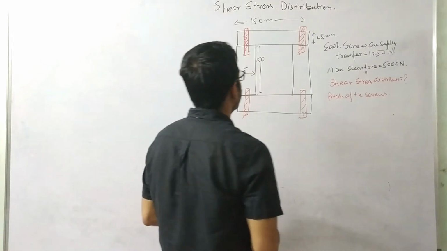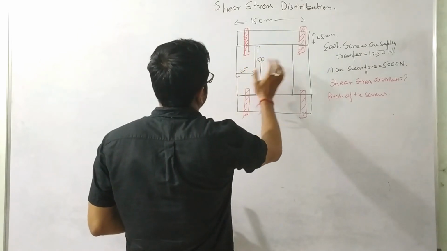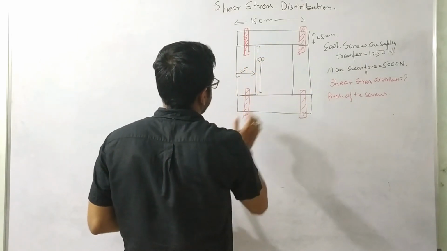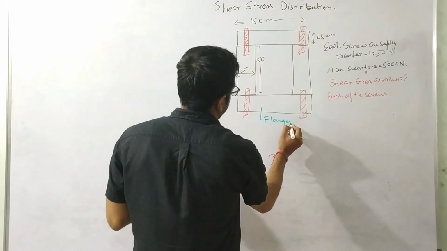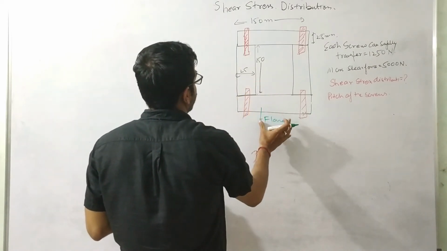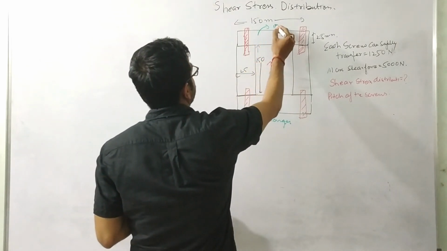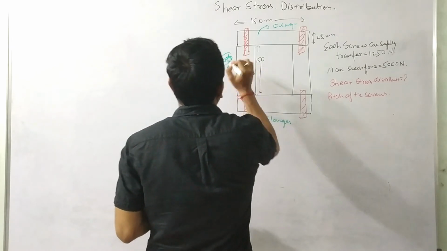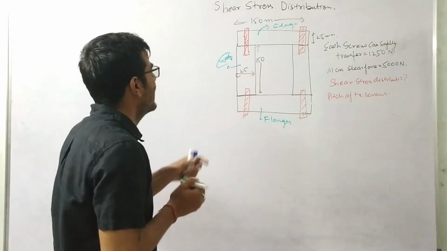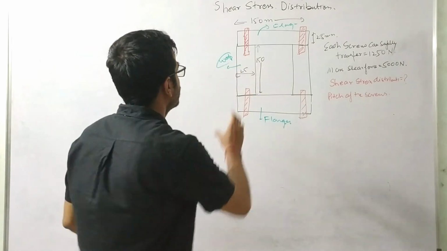In this problem, the flanges are connected to the webs. Here, these are the flanges basically. This is connected to this web through these screws. Here also this is flange and this is web, right? So we can see that the flanges and web are connected through these screws.